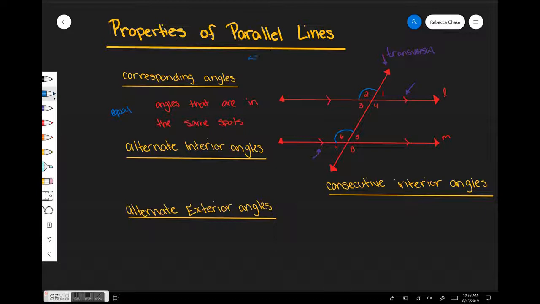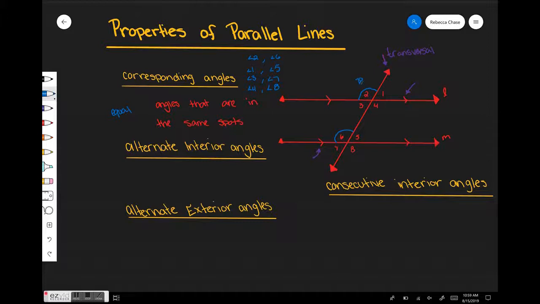So I'm going to write the pairs here. So we've got angle 2 and angle 6. All right, we've also got angle 1 and angle 5, angle 3 and angle 7, and angle 4 and angle 8. Okay, all of those pairs are corresponding angles. So again, same spot, and when that happens, we know that they're going to be equal.